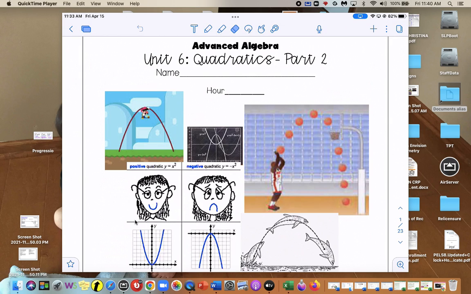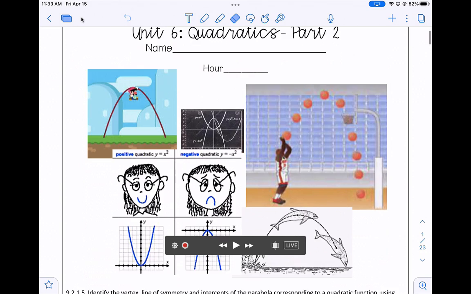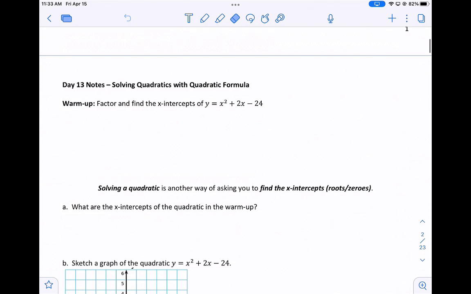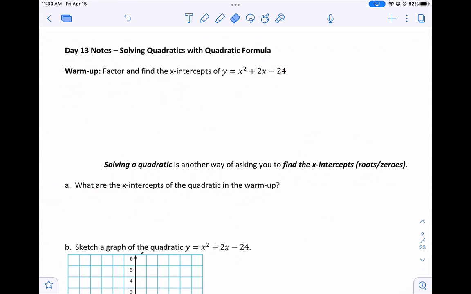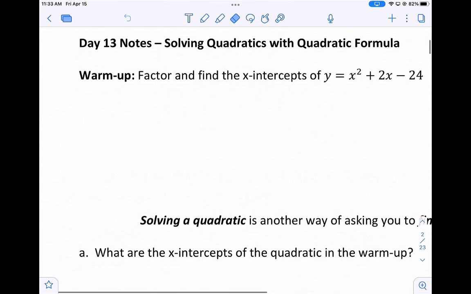In part 2 of quadratics, we'll take a look at solving quadratics. So the first day, we'll start here on page 2. It says factor and find the x-intercepts of y equals x squared plus 2x minus 24. Since the a value is 1, we know we can use a diamond problem.